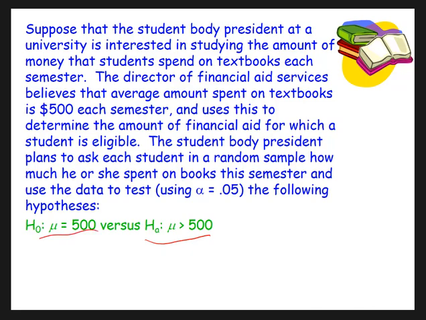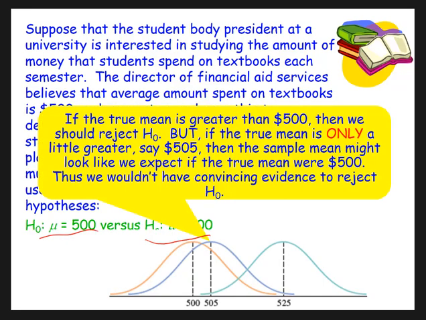So the null is equal to 500. And so the true mean, the null hypothesis is stating that the true mean is $500. So that's that orange curve. That's what we're assuming to be the distribution of the population. But if the true mean is only a little bit greater, let's say the true mean is really 505, this test is not going to catch that. The sample mean might look like it's bigger than 500, but it's not enough to convince us to reject. So this test is not powerful enough to pick up that small difference.